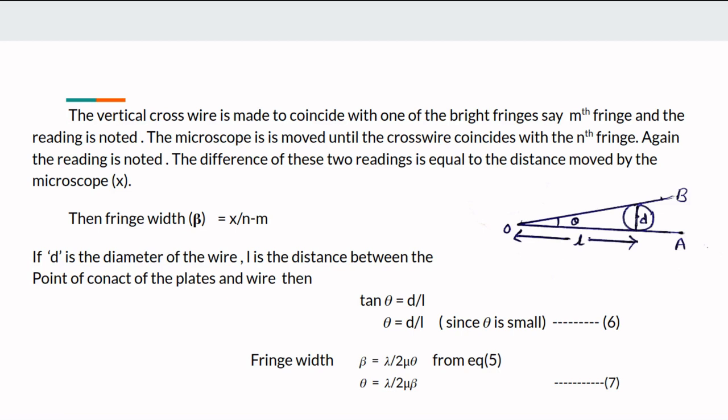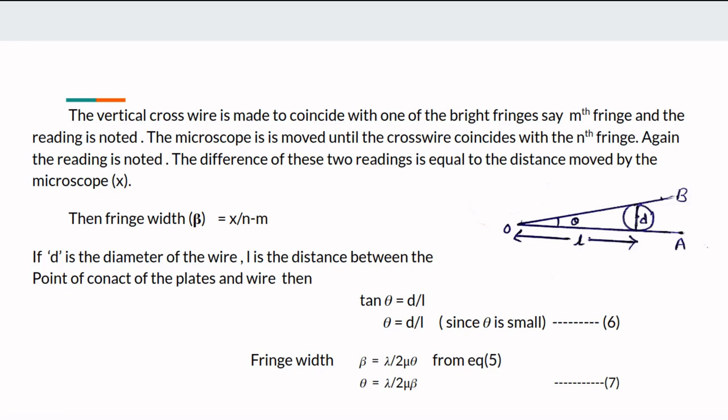Next, measurement of fringe width. First of all, the vertical crosswire is made to coincide with one of the bright fringes, say the mth fringe, and the reading is noted. Next, the microscope is moved until the crosswire coincides with the nth bright fringe. Again, the reading is noted. The difference of these two readings is equal to the distance moved by the microscope, which is equal to x.